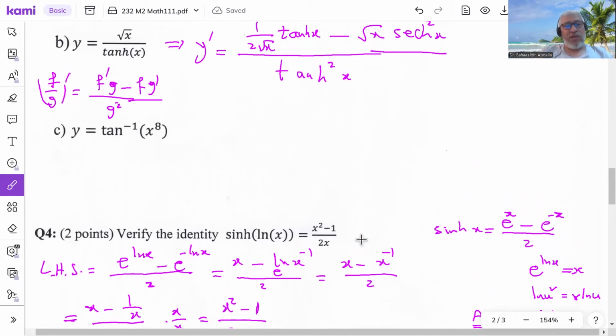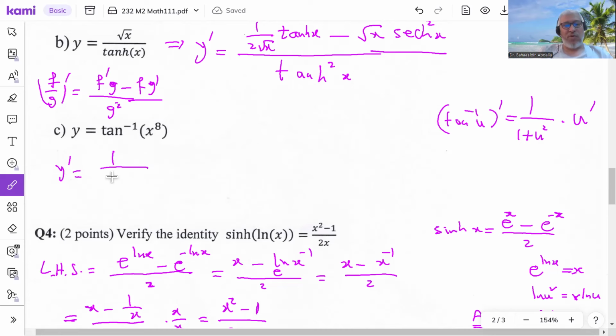He needs the derivative of tan inverse u. Well, the derivative of tan inverse u is 1 over 1 plus u squared times u prime. That's the derivative of tan inverse u. That's the formula. So y prime would be equal to 1 over 1 plus, this is u now, x to the power 8. I have to square it.